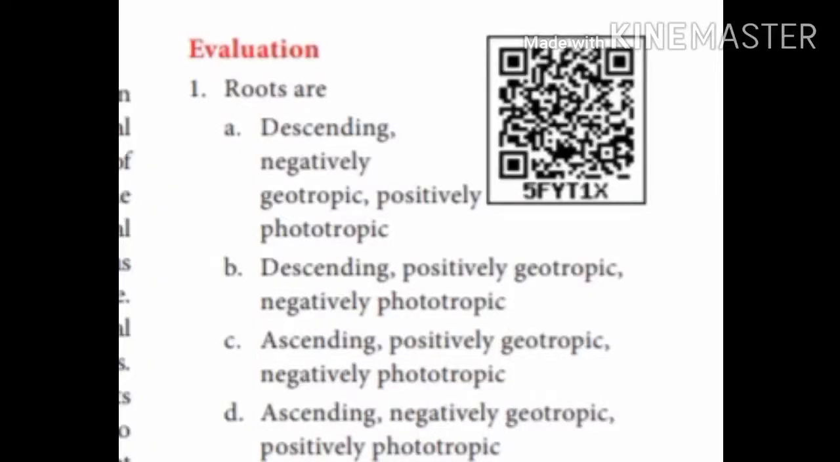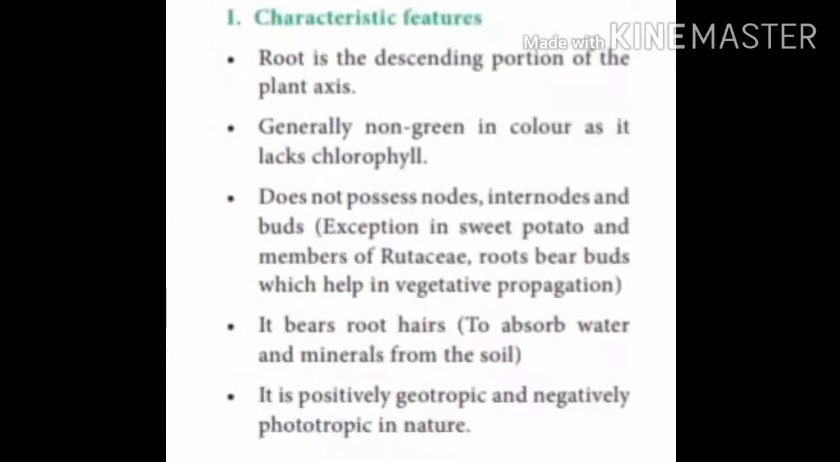Children, let's look into the choose the correct answer of the third lesson. You have 5 choose-the-correct-answer questions. Let me read the question first. Roots are, and 4 options are given. We have to find which one is correct. For this, just turn to the characteristics of roots in your book. The page number may differ in different books. In my book it is page 66. First character, if you see, root is a descending portion. So of the 4 options, we have one answer, that is descending.